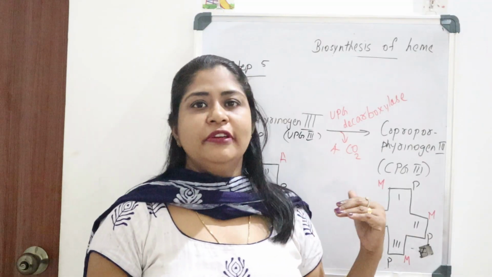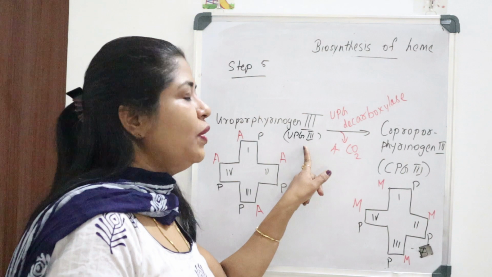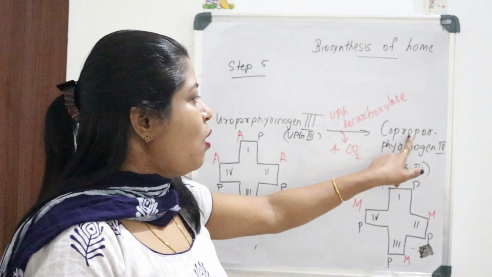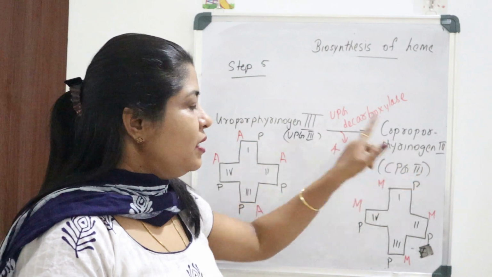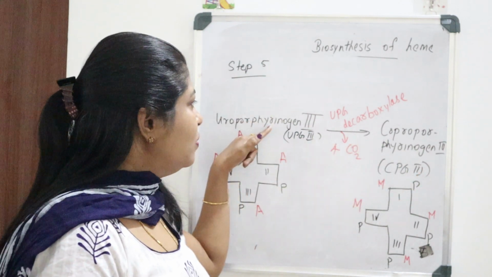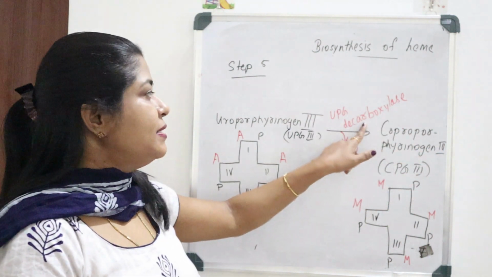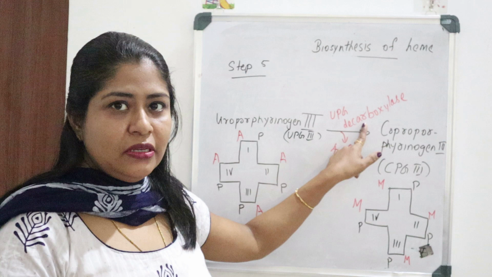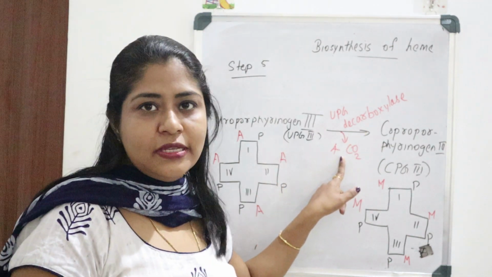So now moving to the fifth step, that is fifth step, uroporphyrin 3 or UPG3, it is converted to coproporphyrin 3, CPG3. So UPG is converted to CPG, that is uroporphyrin 3 is converted to coproporphyrin 3, and there comes the enzyme UPG decarboxylase. So decarboxylation occurs, that is removal of carbon dioxide, 4 molecules of carbon dioxide is removed here.